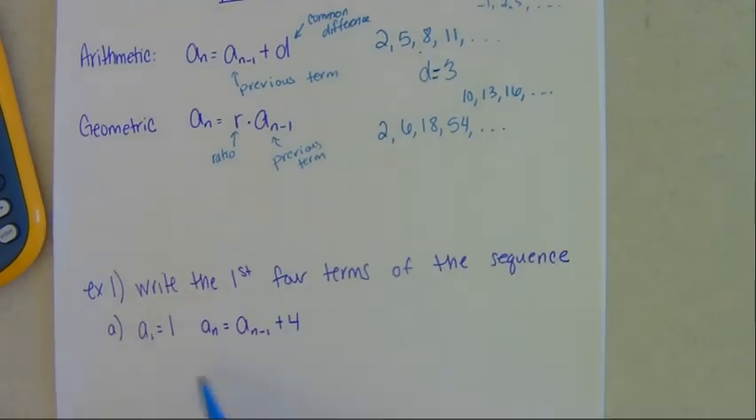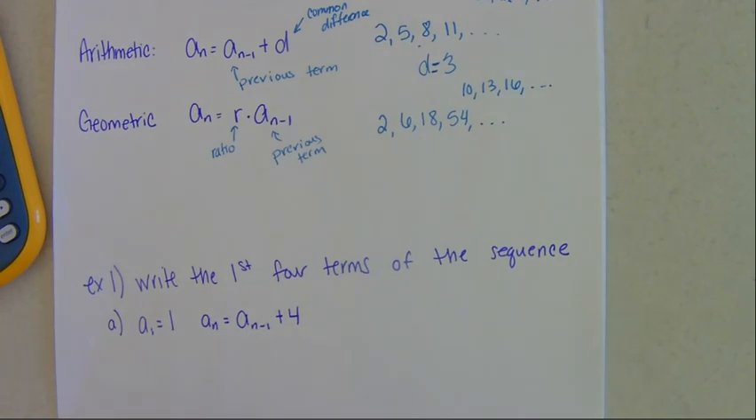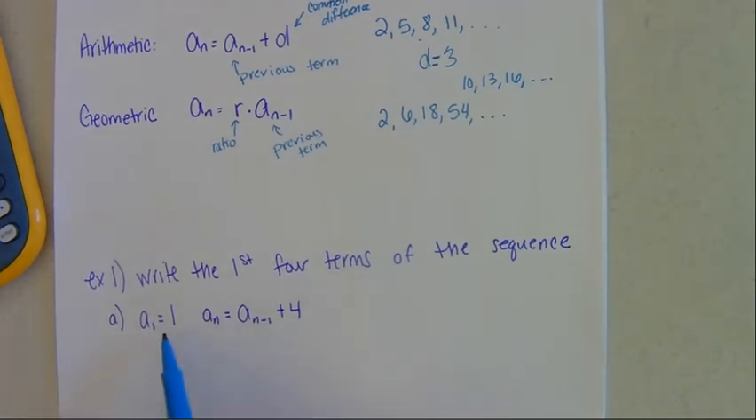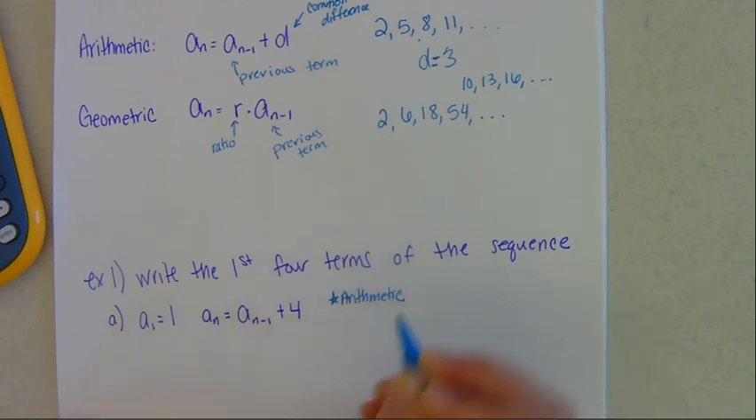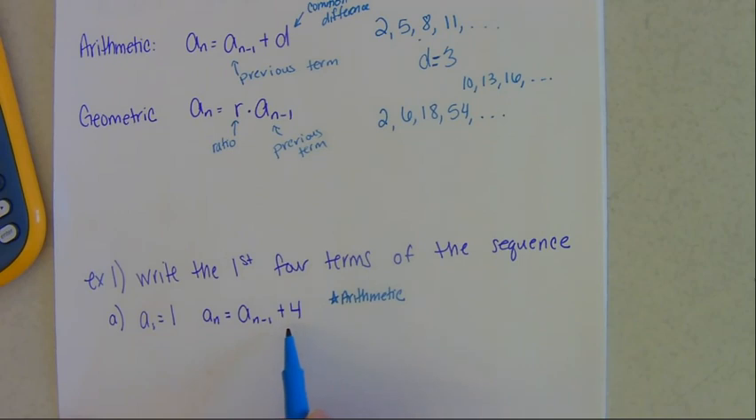Because it's recursive, because we don't have an explicit formula, an actual rule like we've been working with, we have to give you that first term. So what this says is write the first 4 terms of the sequence. Hopefully you can see that this is an arithmetic pattern, because we're adding that 4 each time. So if my first term is 1, now my second term is going to be the previous term. It's going to be a sub 1 plus 4. So a sub 1 is 1, so 1 plus 4 equals 5.